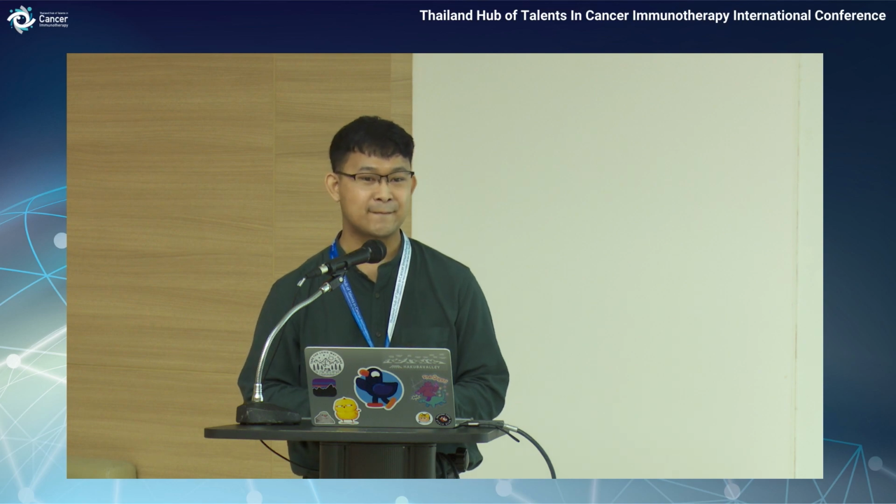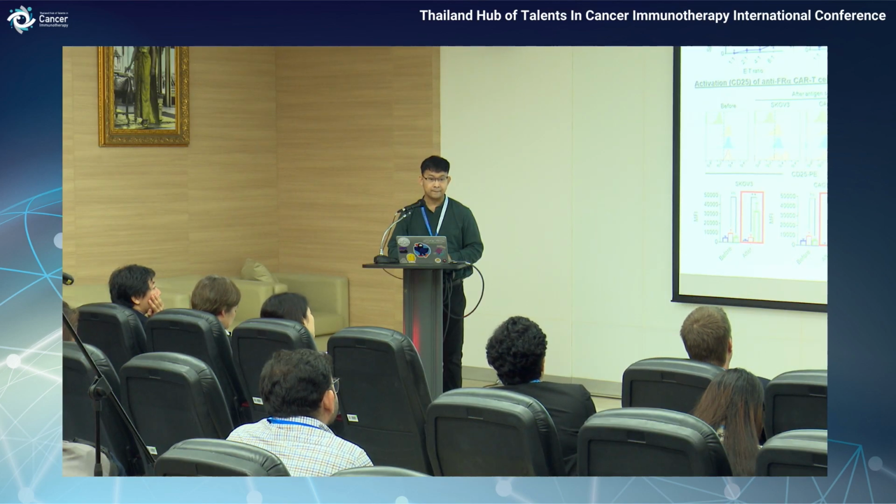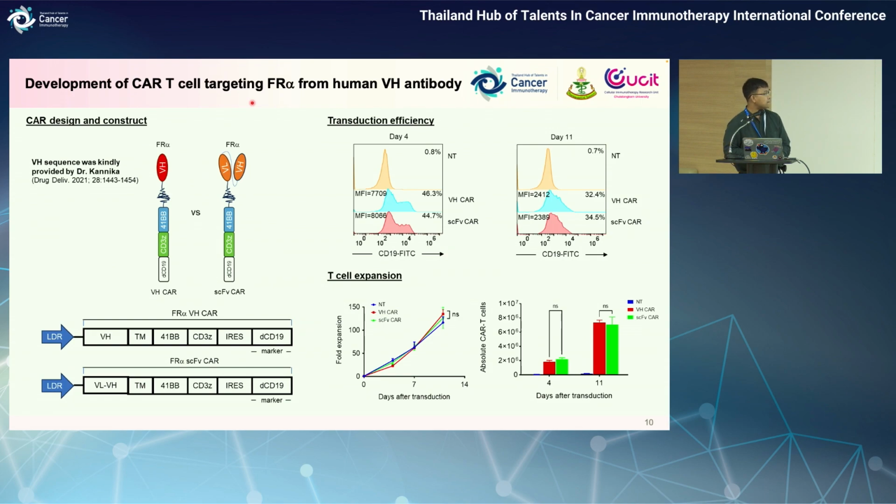Thank you. Can you go back to the expansion graph? On day 4 and day 11, after expansion, I observed that the CD19 positive percentage is decreasing. What is the mechanism for why the CAR expression is decreasing? Because you use CD19 as the marker, right? This means the percentage of CAR positive cells decreases after expansion. It should show persistence if it can grow along with the untransduced T cells.